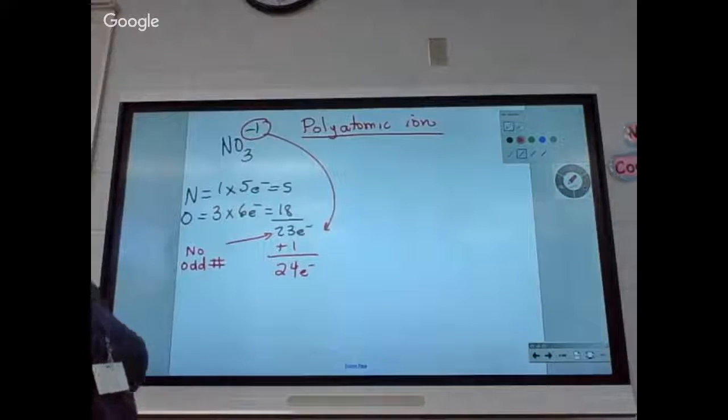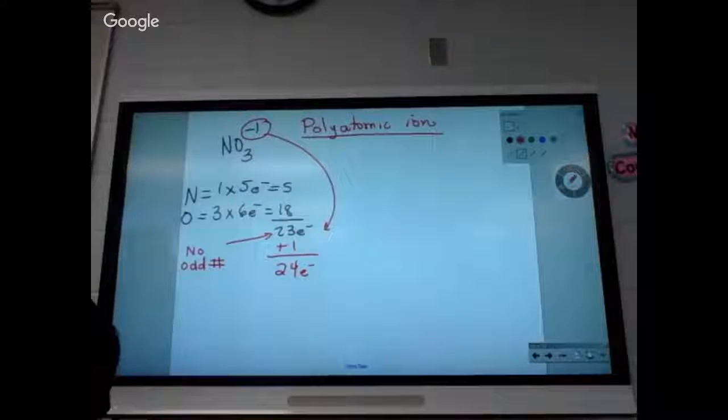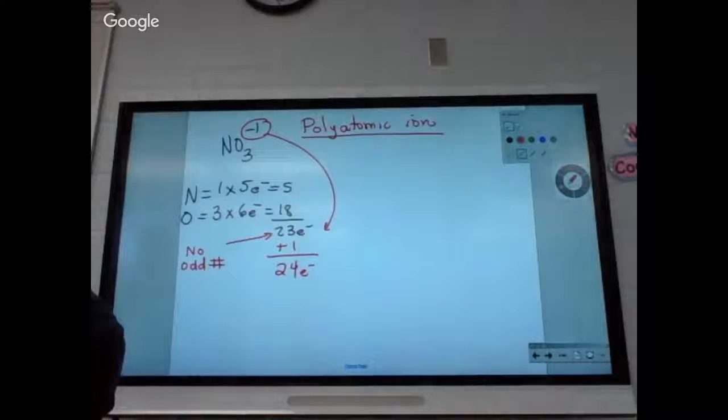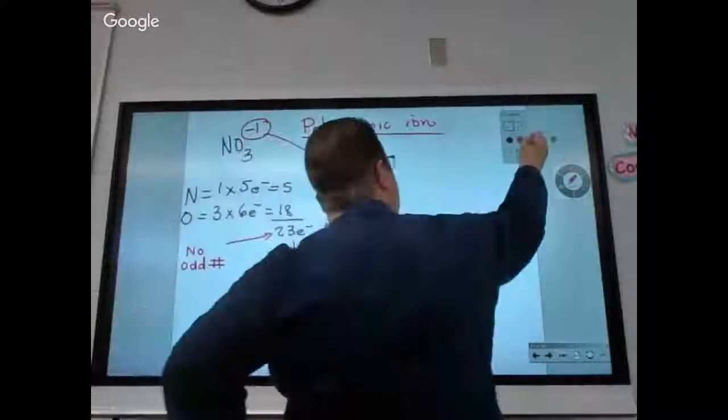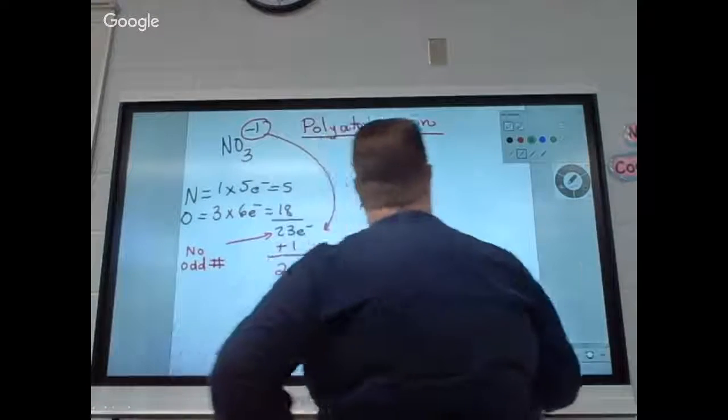Now, I'll be truthful. I can't recall off the top of my head if this is a single bond, double bond, or triple bond. So we're going to have to figure it out. I suspect, but I can't remember. All right, so what is my central atom? Okay, nitrogen is my central atom. How many O's am I drawing around it?